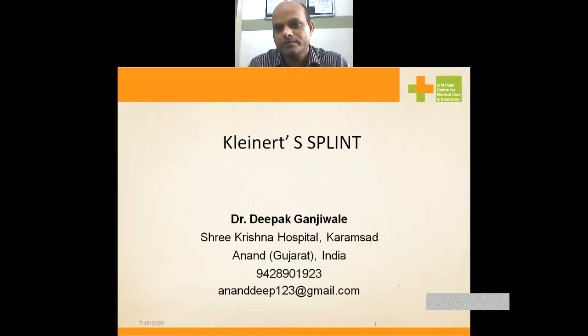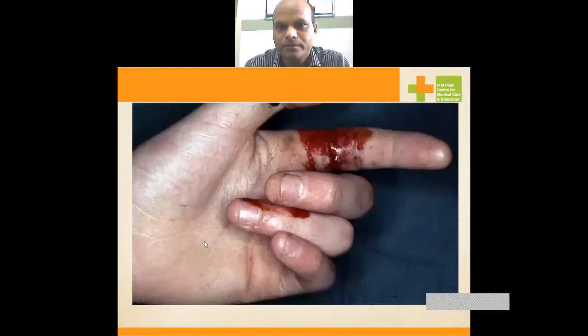Just wait, I will start the slide. So this is the flexion tendon cut. You can see this area is FDS and the FDP. Both tendons have been cut here. So this is the flexion tendon area of the hand. We get maximum cases in this area. This is the zone 2 area of the hand, and in this area we use the Clinat splint for making the hand functional.